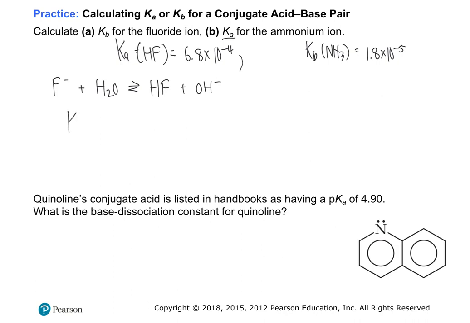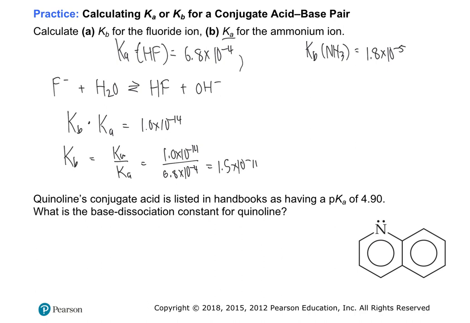So if I want to know the Kb of fluoride, I'm going to do Kb times Ka equals Kw, which is 1 times 10 to the negative 14. So now I can do Kb equals Kw over Ka. So I'm going to get 1.0 times 10 to the negative 14 divided by 6.8 times 10 to the negative 4. And I get 1.5 times 10 to the negative 11, which we saw on the last slide. So that's correct. Now for ammonium.